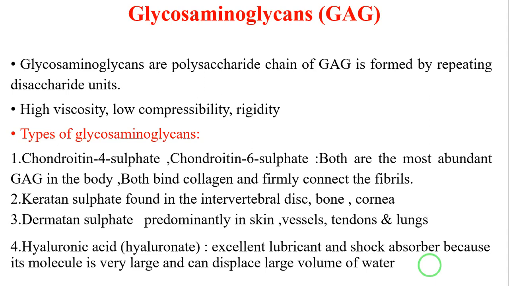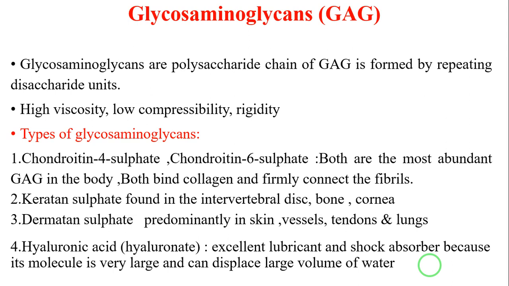The other category of the extracellular matrix component is the glycosaminoglycan. They are heteropolysaccharide chains composed of disaccharide repeats. The disaccharide contains either N-acetyl glucosamine or N-acetyl galactosamine. We have many types of glycosaminoglycan, and the distribution is different. The concentration differs in each tissue. It could be chondroitin sulfate, chondroitin 4 sulfate, or chondroitin 6 sulfate, and keratan sulfate, which is found in the intervertebral disc and in the cornea.